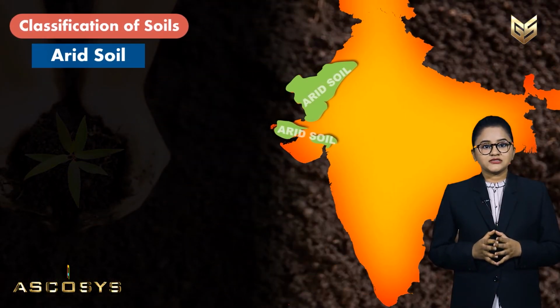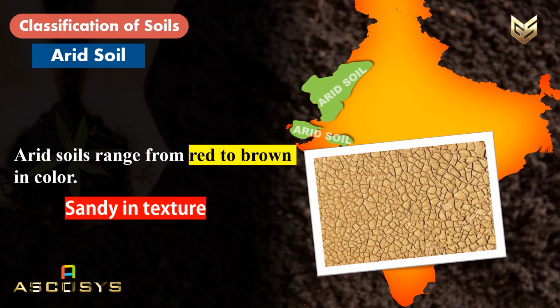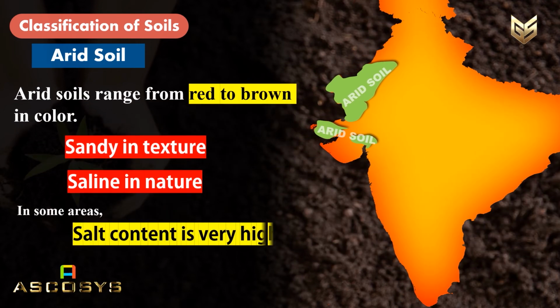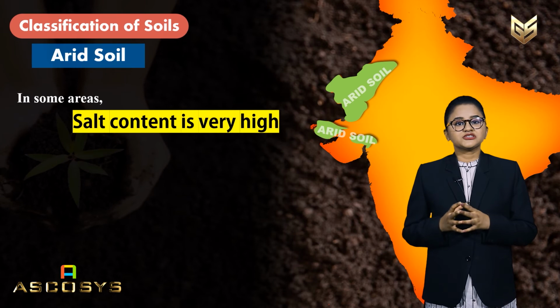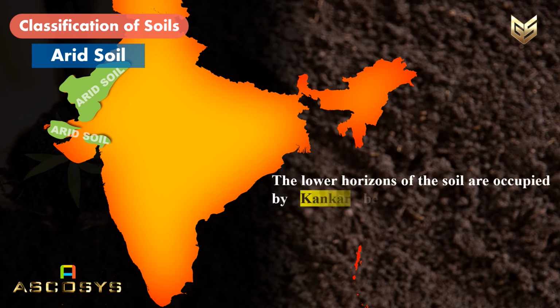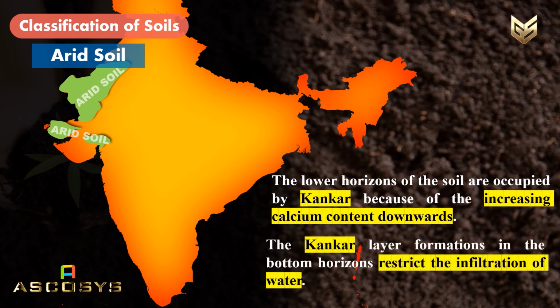The next category of soil is arid soils. Arid soils range from red to brown in color. This soil is generally sandy in texture and saline in nature. In some areas, the salt content is very high and common salt is obtained by evaporating the water. Arid soil lacks humus and moisture. The lower horizons of the soil are occupied by kankar because of the increasing calcium content downwards. The kankar layer formation in the bottom horizons restricts the infiltration of water. However, by irrigating these soils, they can be made cultivable.